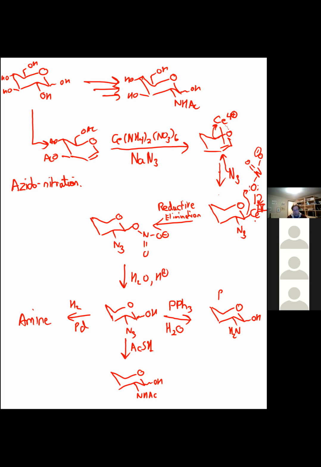And of course, once you make the amine, you can always acetylate it. And normally you end up acetylating it because the free amine is not all that common in nature. The acetate, or the acetamide, is. So that's one way to make an amide. There are other ways to do this, right?